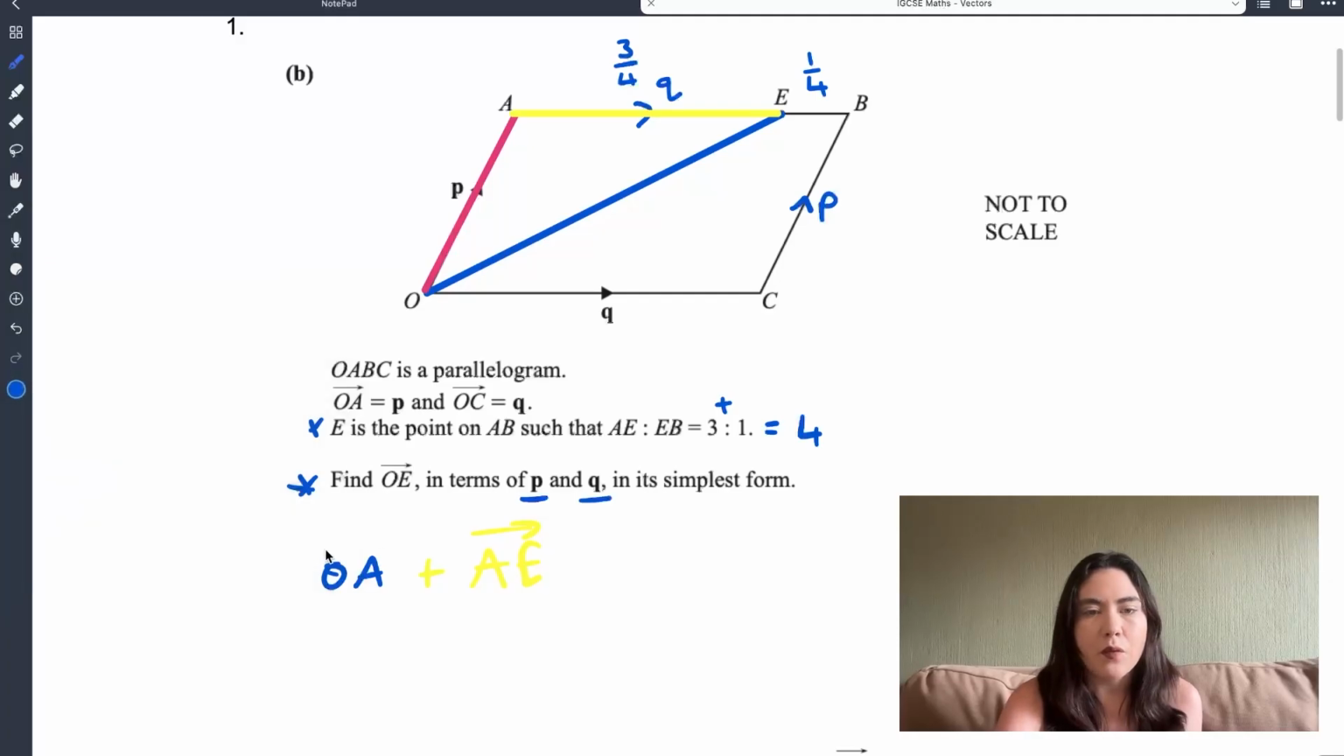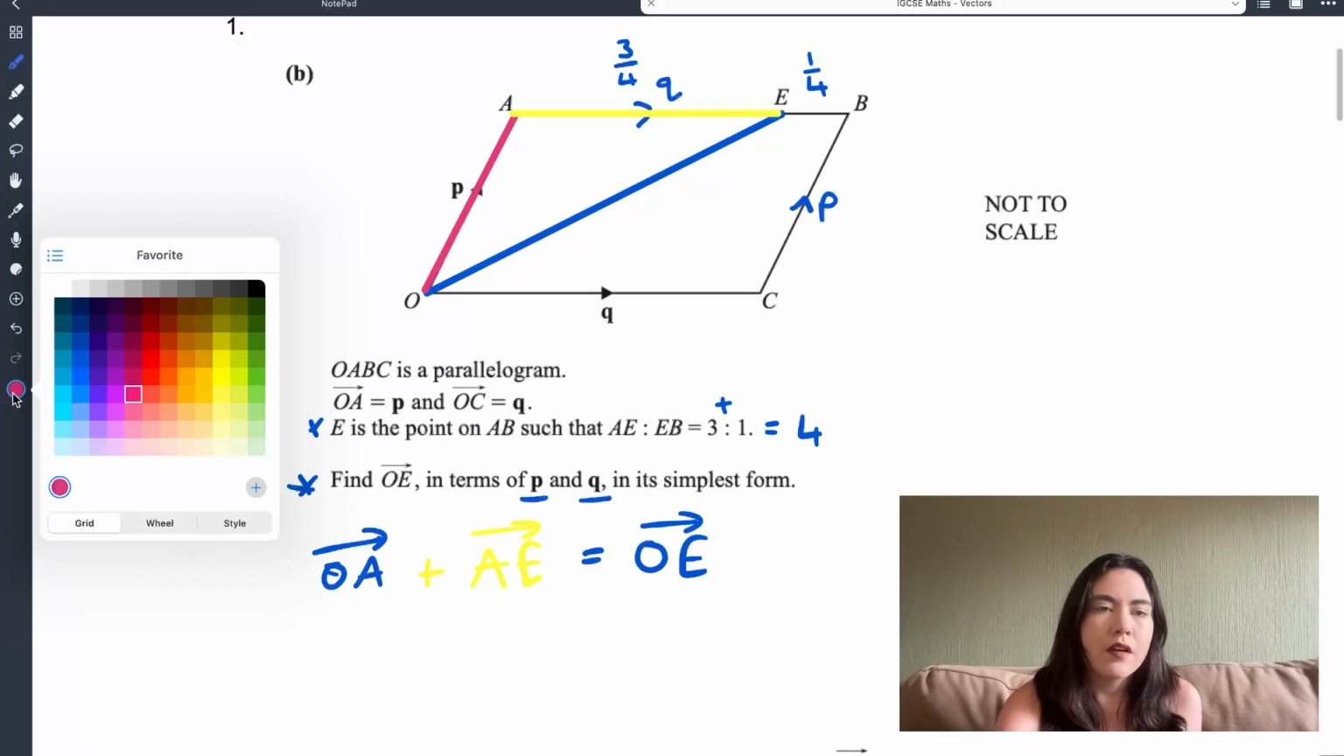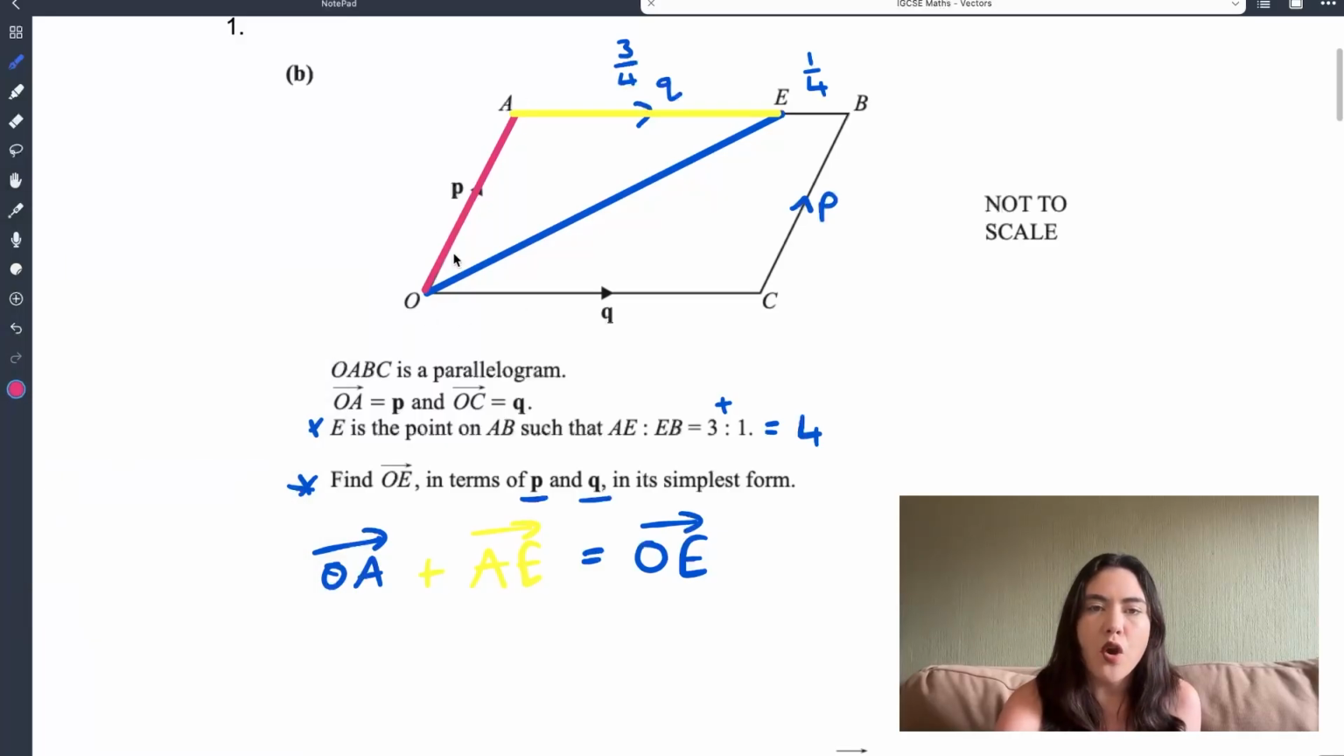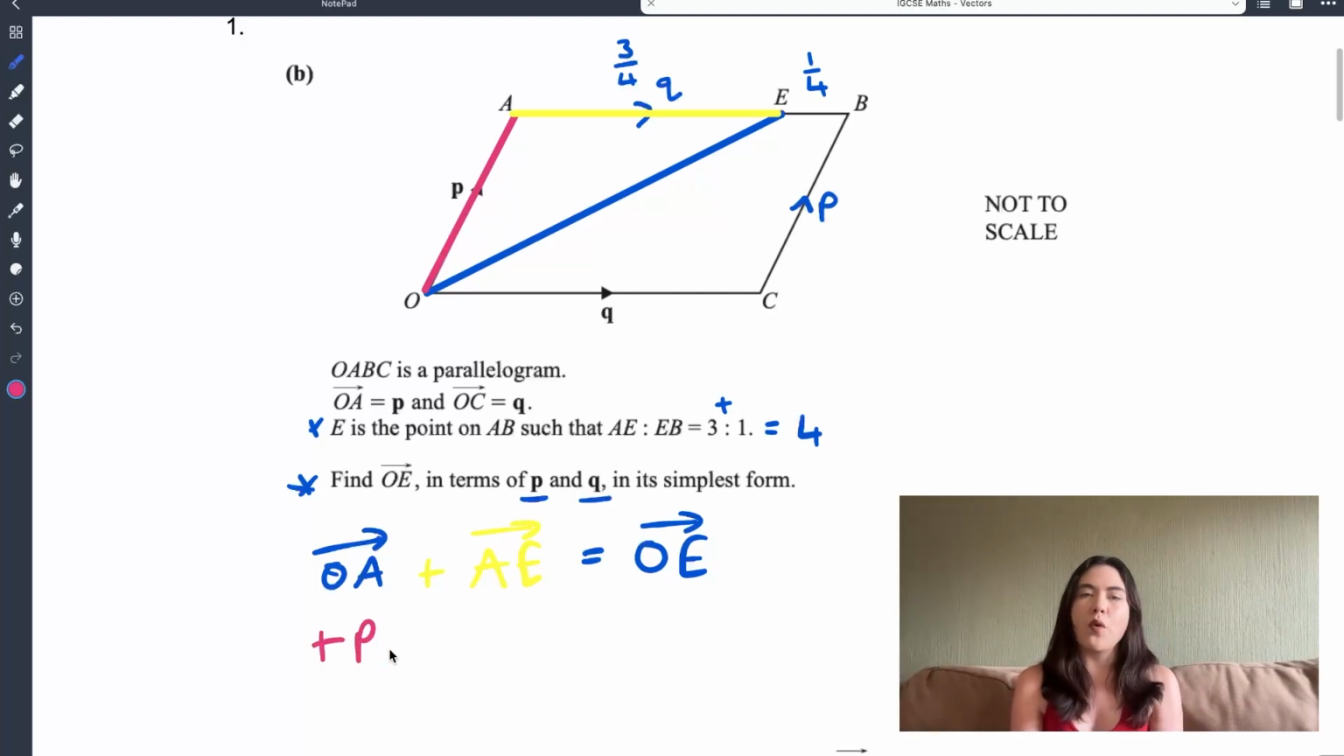But basically, what I'm trying to say is if I go from O to A and then A to E, that will give me O to E, which is what I'm looking for. Okay, so what is O to A? Well, we know O to A is positive P. Now, what do I mean when I say positive P? Well, that's because we're going the same direction as the arrow. We're not going backwards, we're going forwards. Remember I said that P is an upward vector. And because we are traveling upward, it's positive.